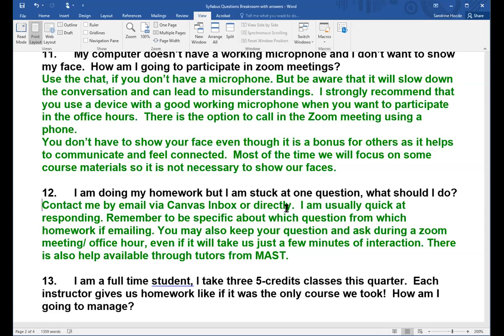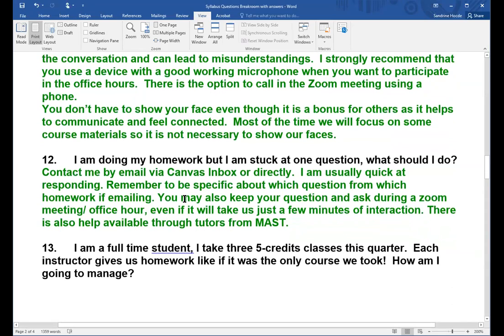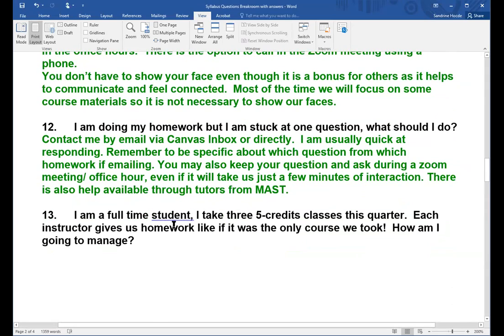Know that there is also help available through tutors, right? You can use the tutoring center. The one that would be most useful for chemistry is the MAST. I have a previous student actually doing tutoring there. So use the tutors if you prefer.